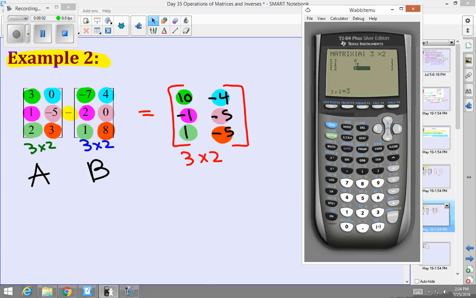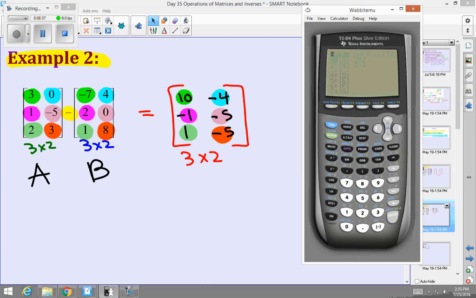Okay. I can go back to second matrix, go to edit, and we're going to go down to B. We're going to make this guy 3 by 2 as well. And I'll put in -7, 4, 2, 0, 1, 8. Now, when you look back at your matrix list, I have A as a 3 by 2 with the stored data, and I have B as a 3 by 2 with its stored data. Example 1 and 2 were the exact same matrices. I just added them and I just subtracted them.